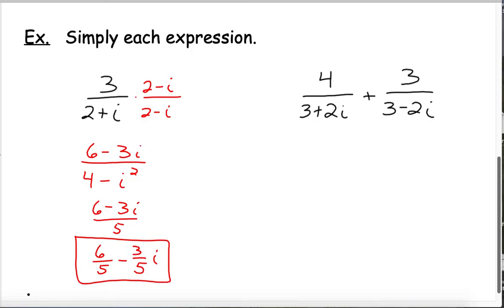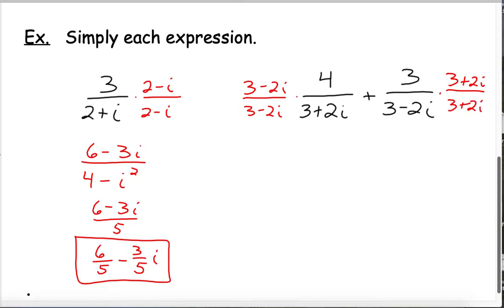All right, for the next example, you cannot add fractions unless they have a common denominator. So I'm going to need to multiply the first fraction by the complex conjugate, which happens to be the denominator of the second fraction. So 3 minus 2i over 3 minus 2i. And then the second fraction I'll multiply by 3 plus 2i over 3 plus 2i.